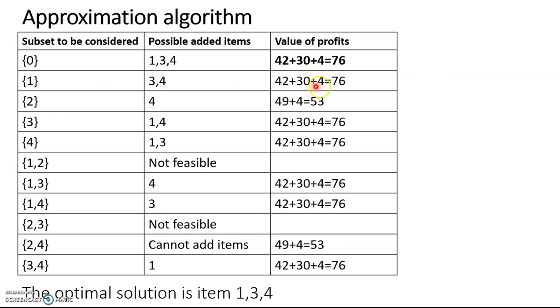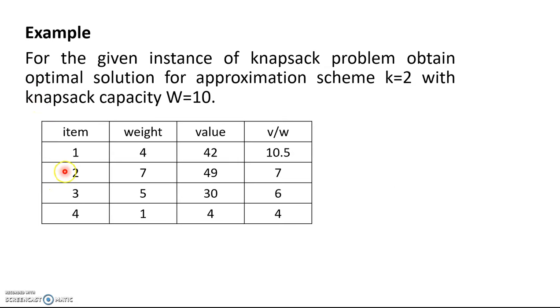So 42 plus 30 plus 4, and once again I am getting 76. And the next possibility is, instead of placing only one item inside my sack, item number 2 alone is placed inside my sack. Now my aim is to find what other remaining items I can include into the sack.